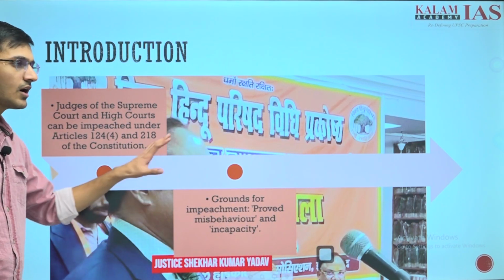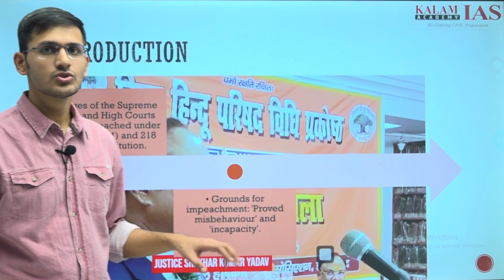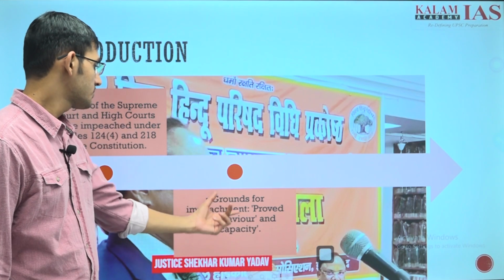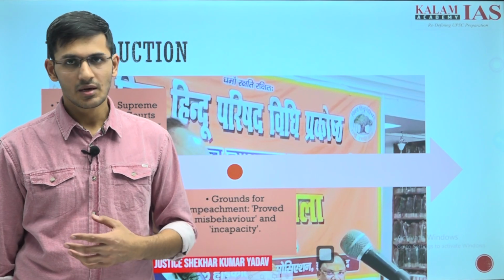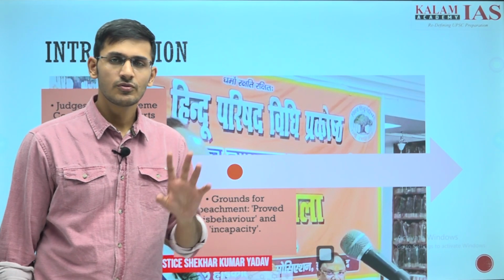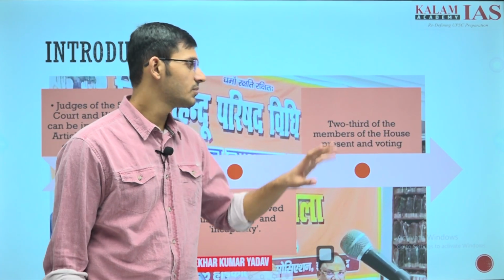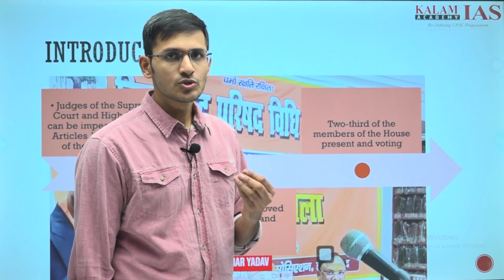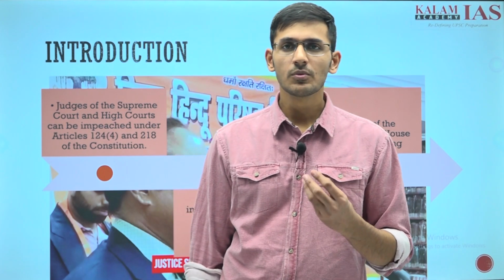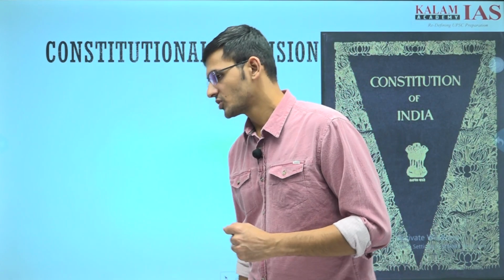Apart from that, there are two grounds for impeachment under the Constitution. One is proved misbehavior and the other is incapacity. So two grounds are mentioned for the impeachment of judges, and to impeach a judge, 2/3 of the members of the House present and voting should pass the resolution to remove the judge from his or her position.